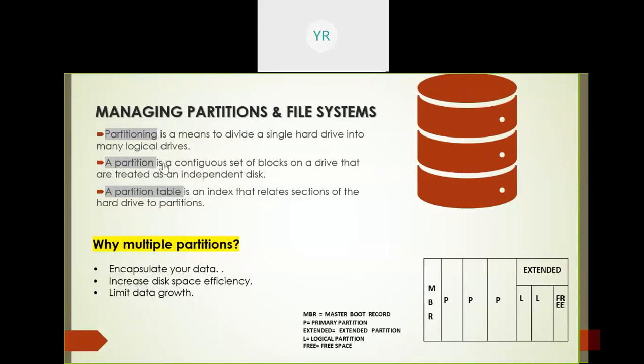What is meant by a partition? A partition is a continuous set of blocks on a drive that are treated as an independent disk, which means it is a contiguous set of blocks, that is, a continuous set of blocks on the drive, and all those blocks are considered as an independent disk. Of course, it is logical only. We have a single hard drive, and that single hard drive is divided into contiguous sets of blocks, C, D, E, F. So every partition is treated as an independent disk logically.